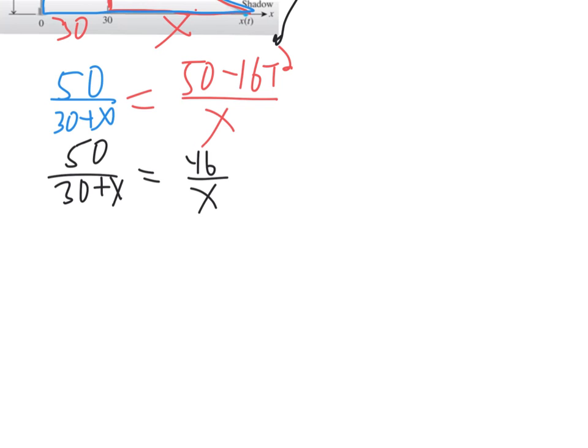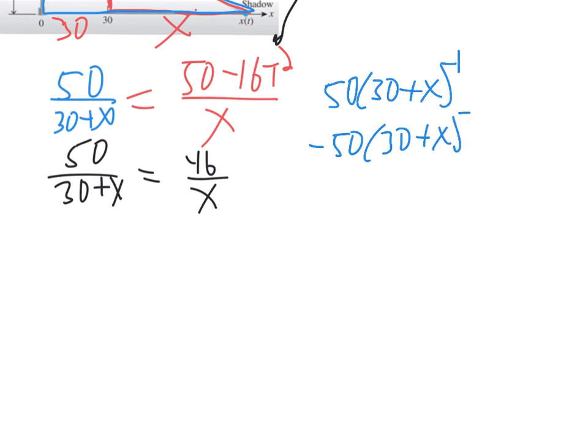We'll just ignore it. So now I'm going to take the derivative of that original proportion, the blue 50 over 30 plus x equals 50 minus 16t squared over x. On the left in blue, I can rewrite that as 50 times 30 plus x to the negative 1, and that'll save me from doing the quotient rule there. So the derivative of that just applies the power rule, and then the chain rule, which of course is just 1, so I don't have to worry about that. So here's the first part of the derivative. It's going to be negative 50 over 30 plus x to the second power.